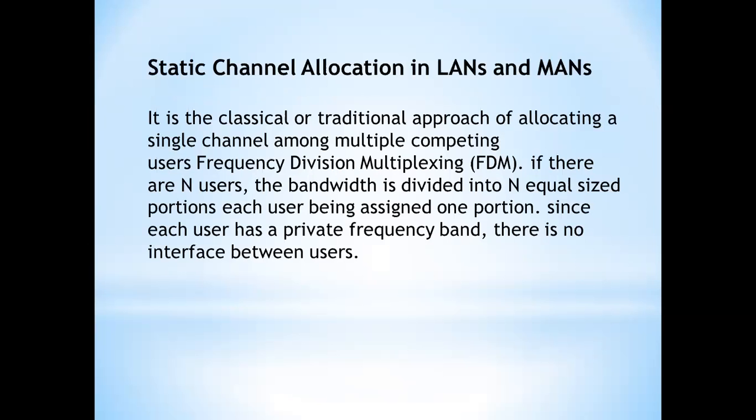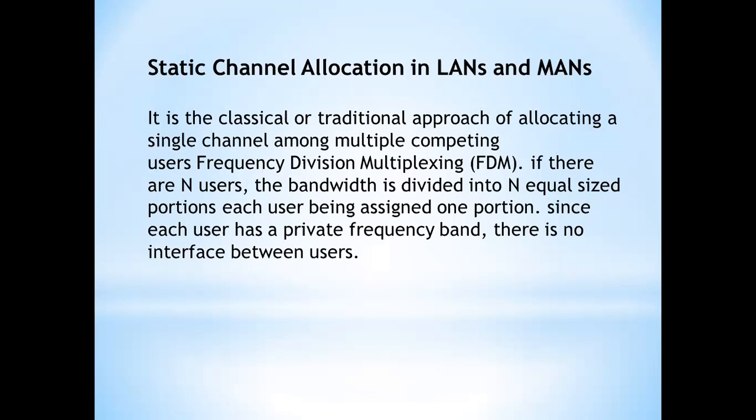So first is static channel allocation. The traditional way of allocating a single channel among many users is by means of frequency division multiplexing, that is FDM. Frequency division multiplexing FDM and time division multiplexing, that is TDM, are examples of static channel allocation. In this method, either a fixed frequency band or fixed time slots are allocated to each user. Either the entire available bandwidth or the entire time is shared.